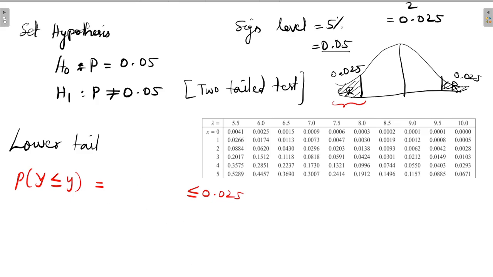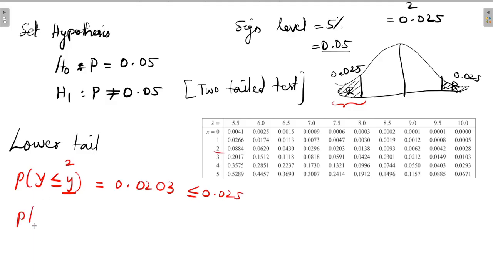So what is the possible value? Our lambda value is 7.5. Here, the possible value when you take this is 0.0203. This value must be less than or equal to 0.025. So here the possible y value is 2.